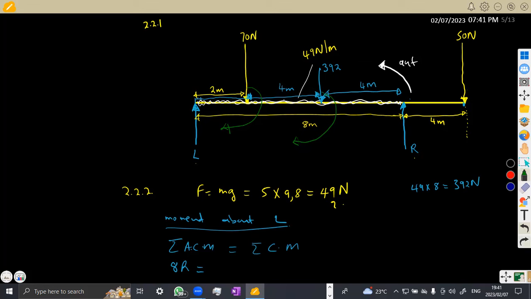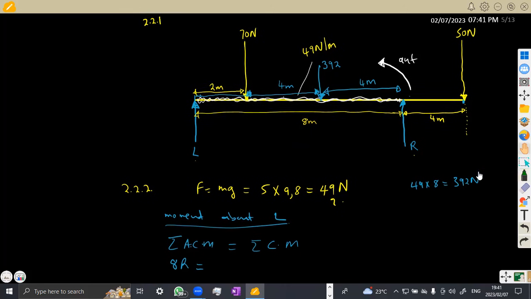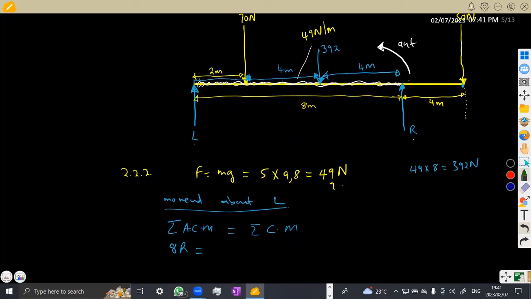So let's start with the 70 Newton in this case. So that's force of 70 times the distance. So let's write. It is going to be 70 times the distance of 2 meters, all right? Plus, we still have 392 Newton here. So this is 392 times the distance back to L. So that's 4 plus 2, which is 6. So it is going to be 392 multiplied by 6, all right?